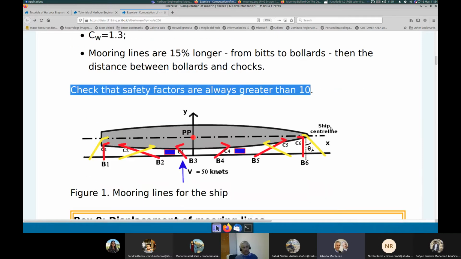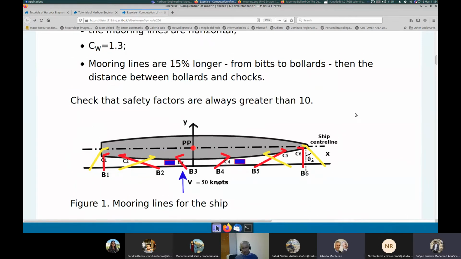Very good. Now, excuse me, Professor. Yes, please. Why do we have a very large safety factor? Because usually we have 2, maximum 3 in structural engineering.